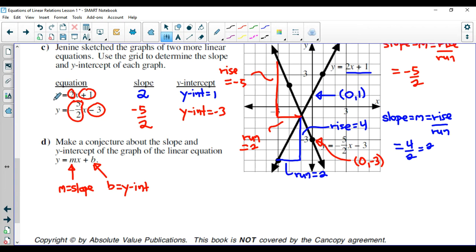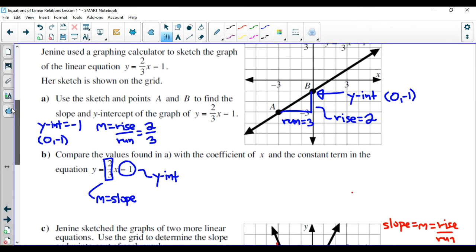Okay, and we can see that here. y equals 2x plus 1. The slope is 2. The y-intercept is 1. y equals negative 5 over 2x minus 3. The slope is negative 5 over 2. The y-intercept is negative 3. If we go up here, you have 2 over 3x minus 1. So 2 over 3 is the slope. The negative 1 is the y-intercept.